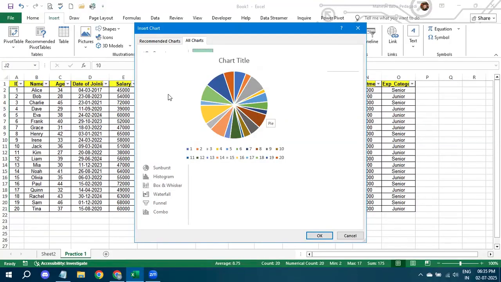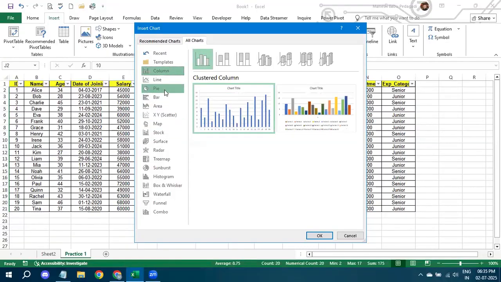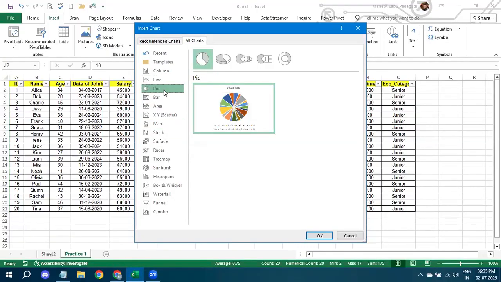Clear? When to go for bar chart, column chart, and pie chart? Can I have a response from each and every one, guys? Yes, sir. Perfect.